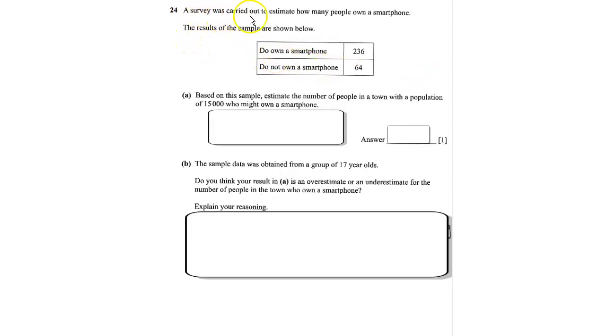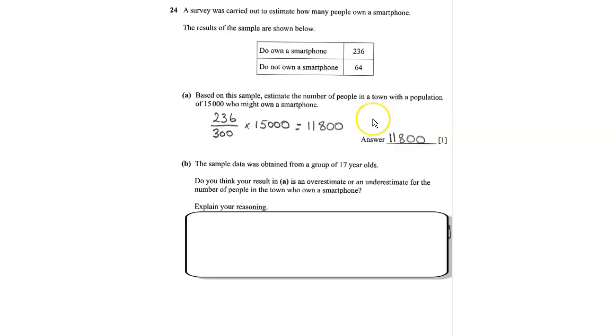Question 24. A survey was carried out to estimate how many people own a smartphone. The results of the sample are shown below. Do own a smartphone is 236 and do not own a smartphone is 64. Based on this sample, estimate the number of people in a town with a population of 15,000 who might own a smartphone. You take your 236, and it's out of 300 when you add this up, so that's the small portion, and you times it by the 15,000 of population. So you're estimating that 11,800 might own a smartphone in the population.